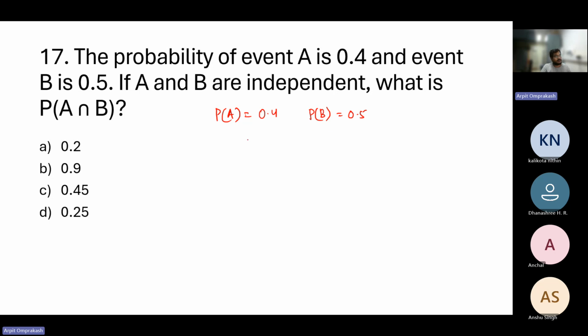So what that means is if A happens, it does not affect the probability of B happening. And similarly, if B happens, it does not affect the probability of A happening.